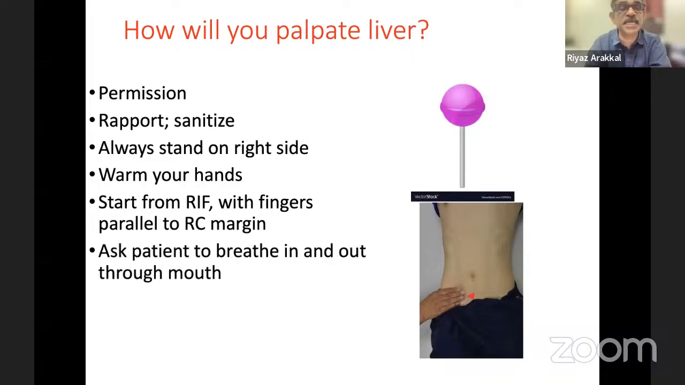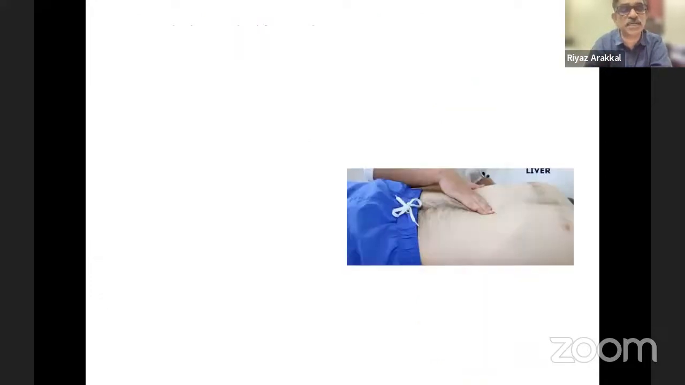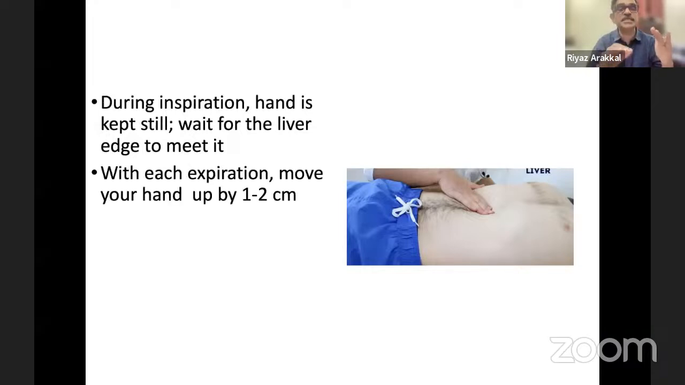Ask the patient to breathe in and out through the mouth. Gently move up to the right upper quadrant, lateral to the rectus muscle. During inspiration, you keep your hands still. As the patient is inspiring, you wait for the liver to come and meet your fingers. Don't move your hand. But when the child is expiring, you move your hand up by 1 to 2 centimeters. This is the best method of palpating the liver.